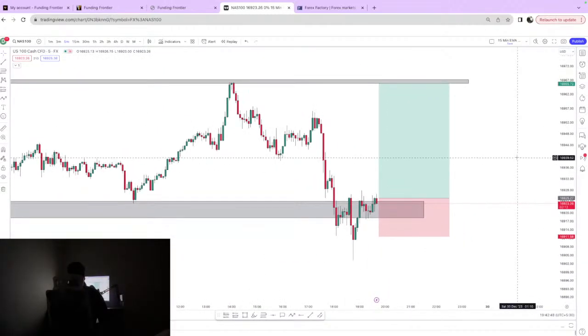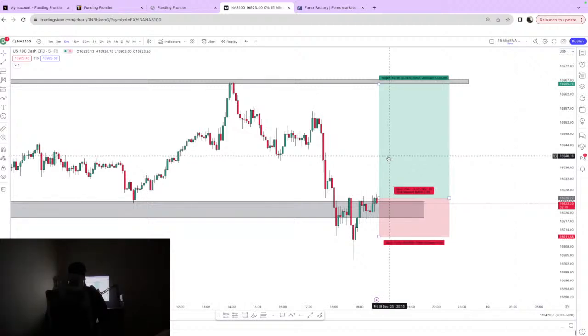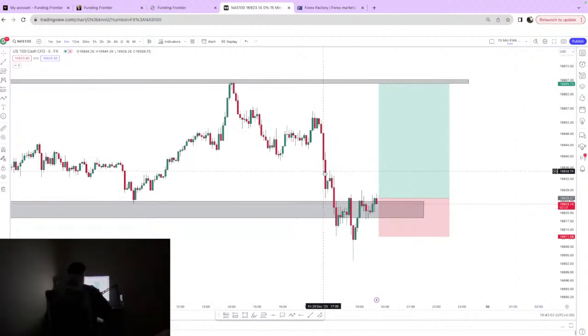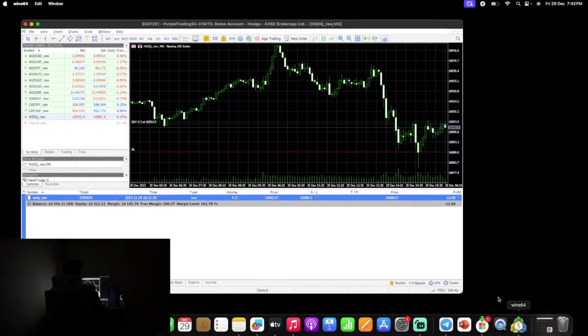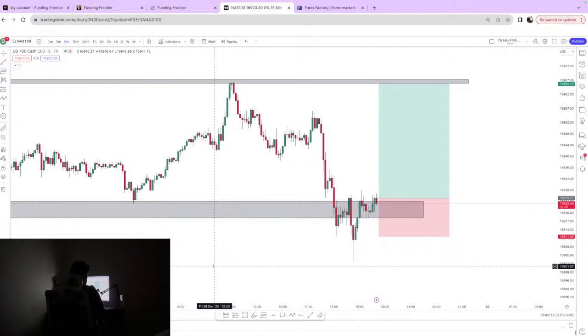Now let's see how the market behaves. We have taken the trade, we have placed the stop loss. Our job is over. Now we have to keep our hands off and just see where the market goes.